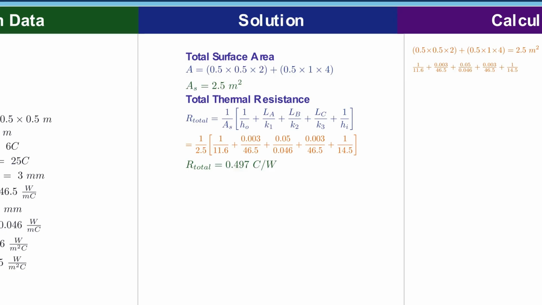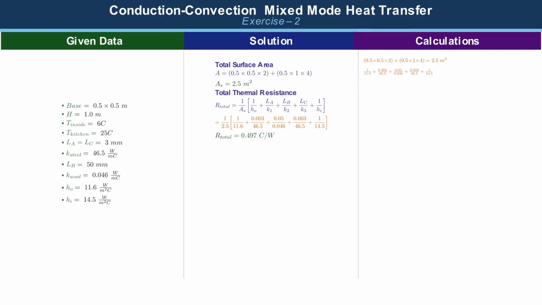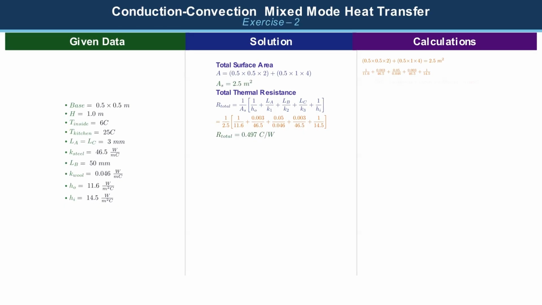1 over hi equals 1 over 14.5 equals 0.06897. Now, observe carefully. The glass wool alone contributes 1.087 out of the total. That's the entire point of insulation. The steel sheets are essentially transparent to heat.